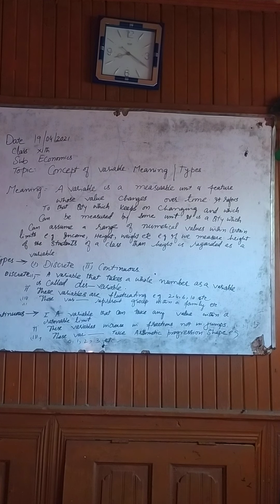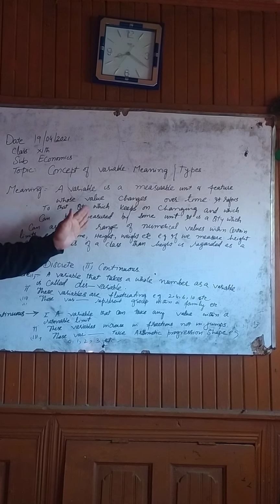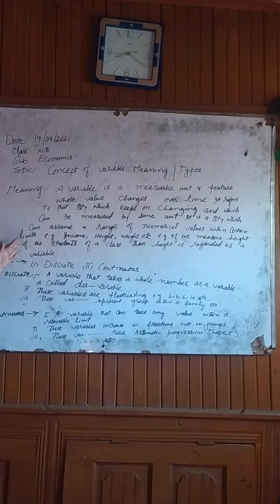So what we learned today, we learned what is a variable. Variable is a measurable unit or feature whose value changes over time. It refers to that quantity which keeps on changing and which can be measured by some unit. It is a quantity which can assume a range of numerical values within certain limits. For example, income, height, weight, etc. If we measure height of the students of a class, then height is regarded as a variable.